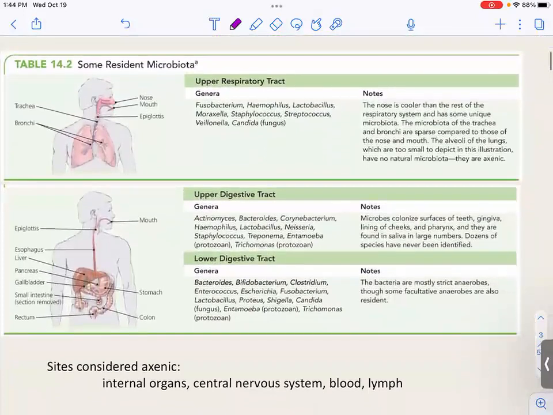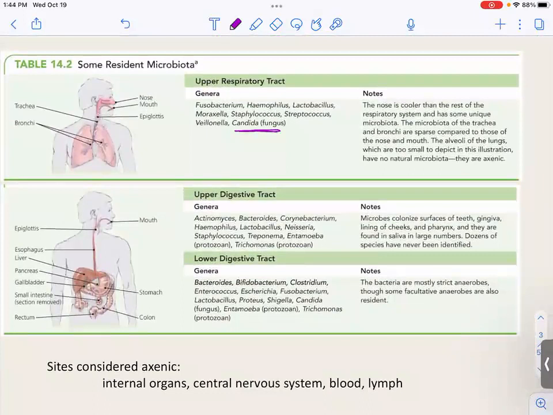Just as, if you're interested, this is a table from our old textbook. If you're interested in the kinds of organisms that might be in your body, this is just a little snippet of the sorts of organisms you might see there. You might see some fungi in your upper respiratory tract, a lot of different bacteria.